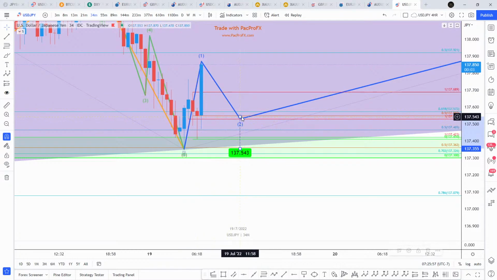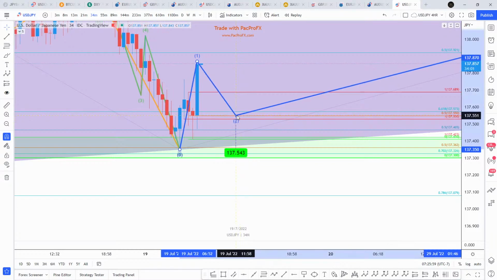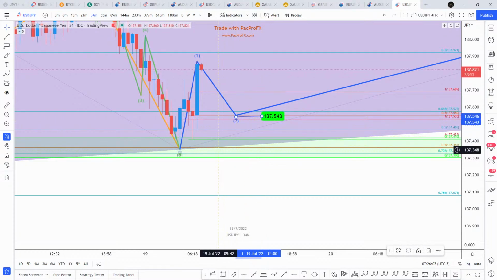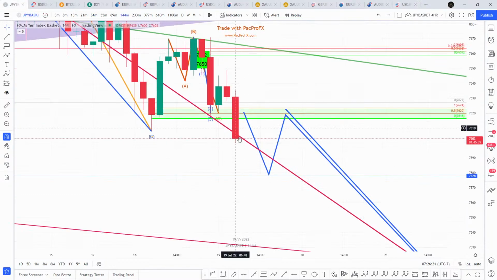Oh, the 5 is up here actually. Right about there. And this JPY already took out this low. Done. Confirmed. Going lower.